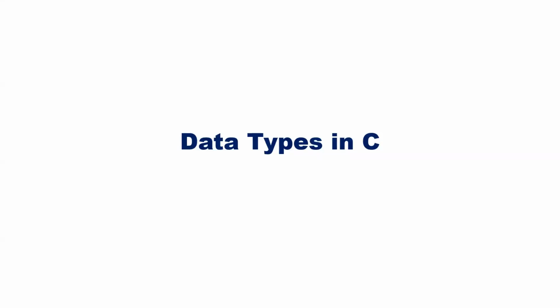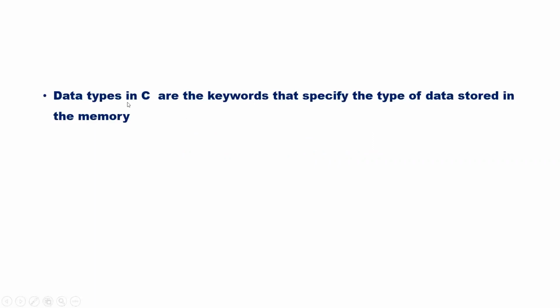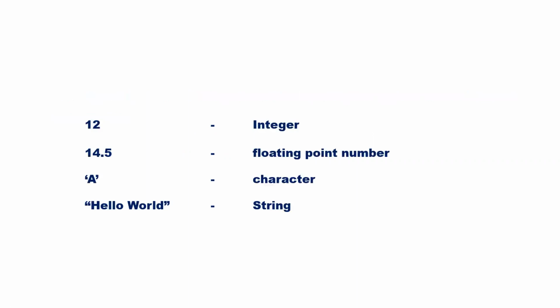In this video, let us discuss the data types in C. Data types in C are the keywords that specify the type of the data stored in the memory. For example, we may be storing some values like 12. That is the integer data type. If you are storing fractional numbers, for example, 14.5, it is a floating point number or decimal number.